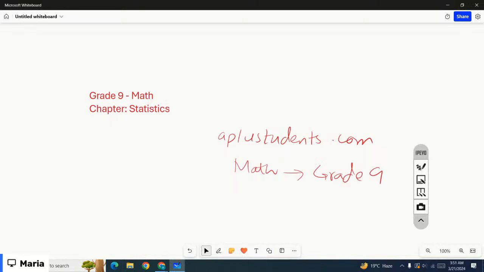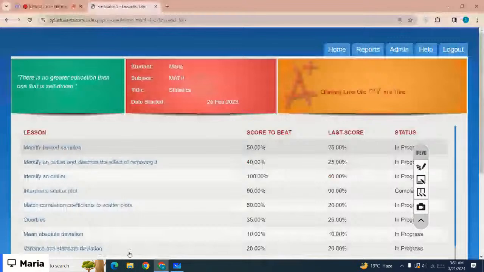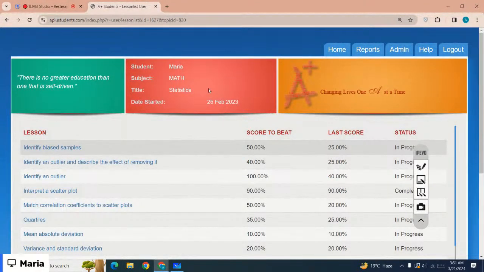Please make sure you have your notebook and pencil so that you can note down the important examples and definitions as well, right? Here I am on grade 9 math. Let's just start with the chapter statistics.